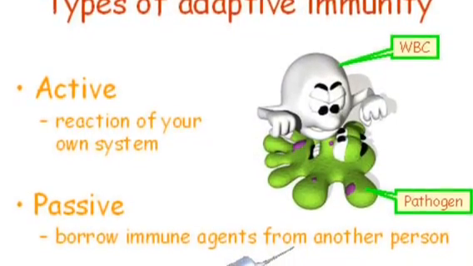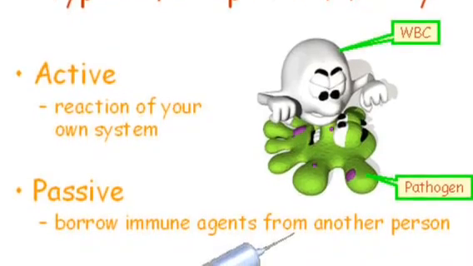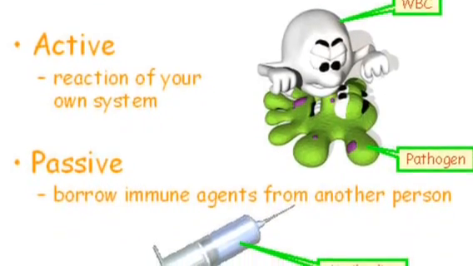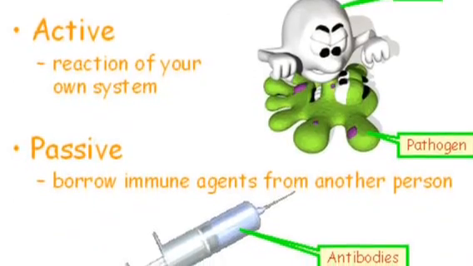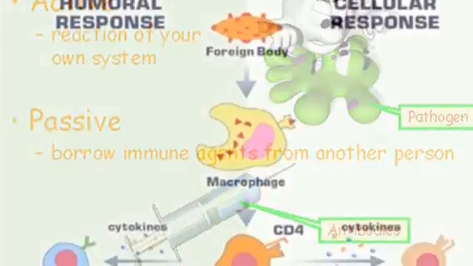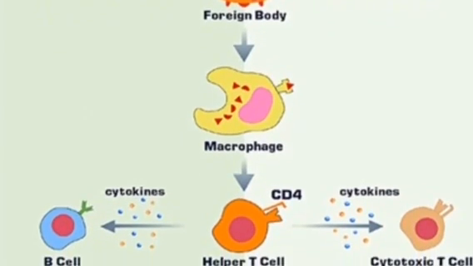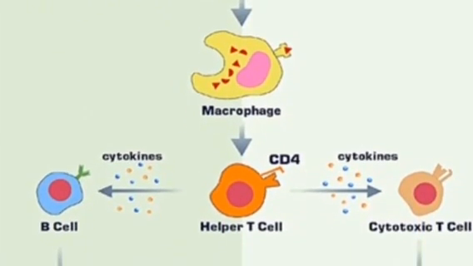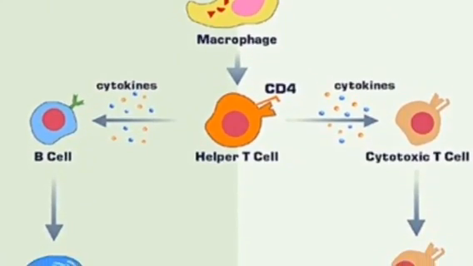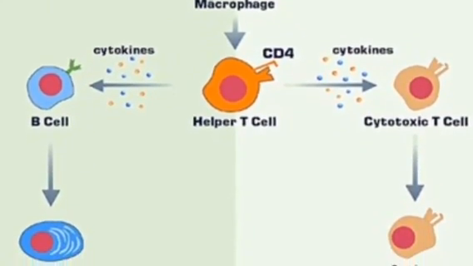Adaptive defenses are highly specific. They can distinguish one antigen from another even if they only differ slightly. For example, this mechanism can differentiate between a body that causes the flu and a body that causes the common cold. This recognition is achieved by white blood cells called lymphocytes, which produce two main types of immune responses. The two types of responses are humoral and cell-mediated.